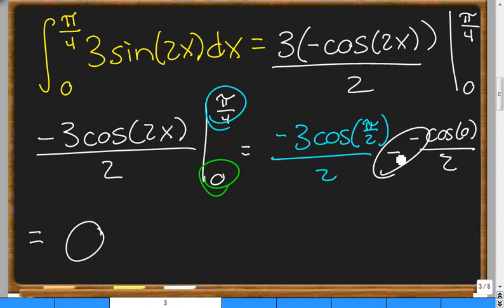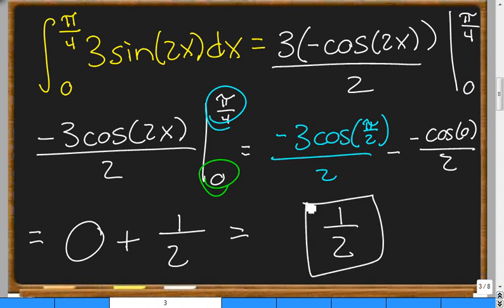So we have a negative times a negative, which makes a positive. The cosine of 0 is 1, over 2. And so we end up getting our answer to be a half. So the definite integral from 0 to pi over 4 of 3 sine 2x dx is 1/2.